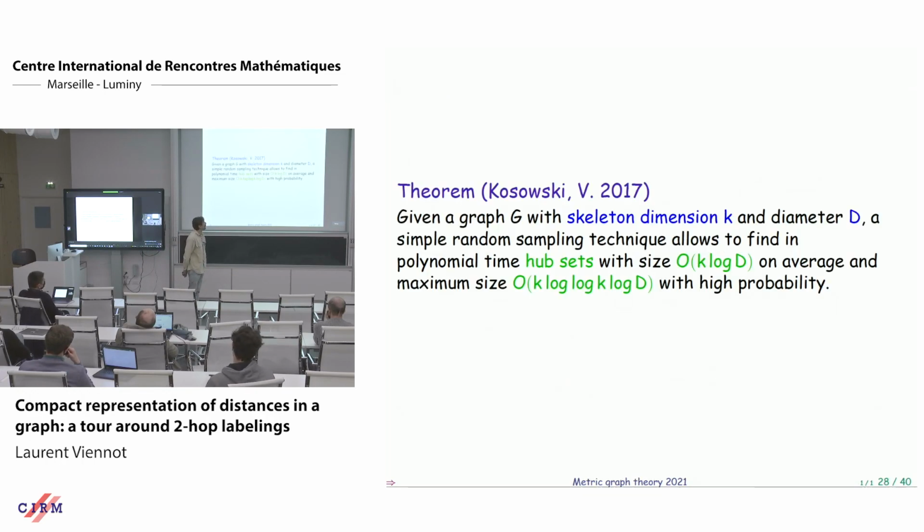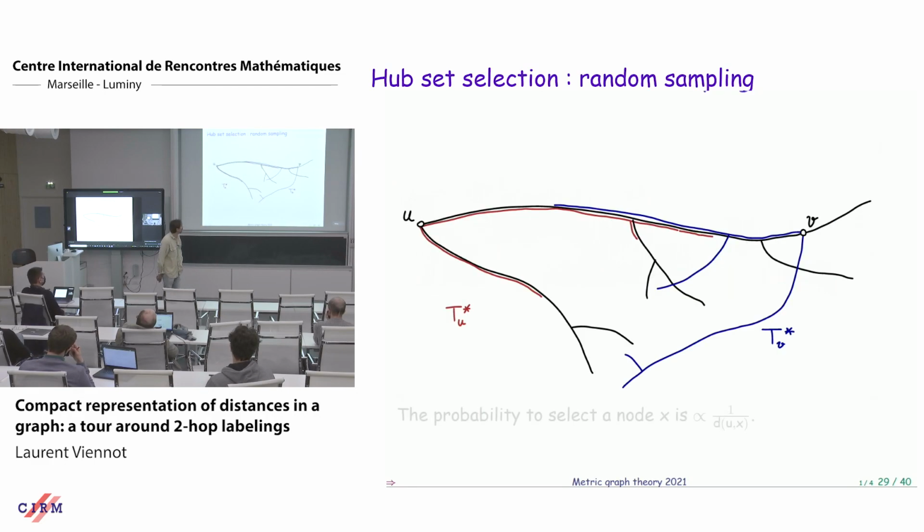Theorem. If the skeleton dimension is k, then you can find hub subsets of size k log d. So it's a randomized construction, so it would be k log d on average, and it would be k log k log d with certainty, with high probability. So how do you do this?